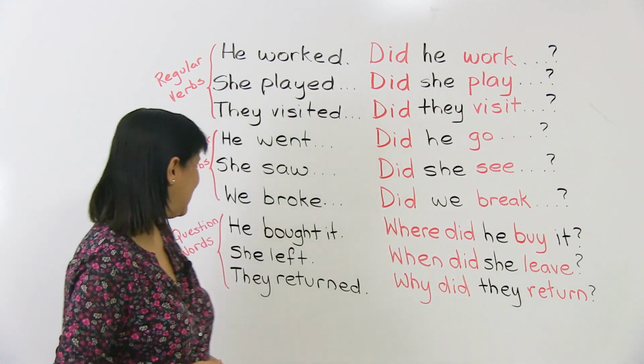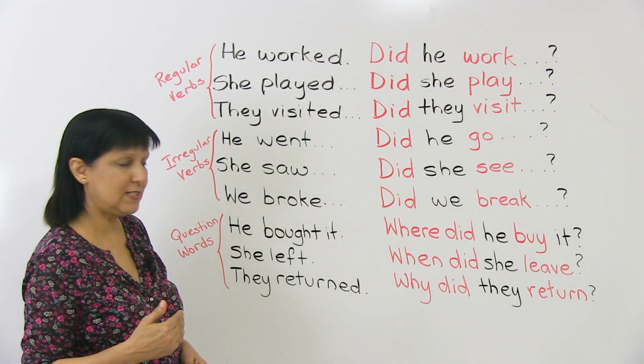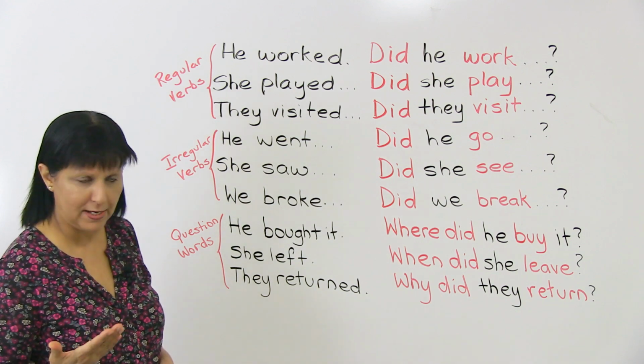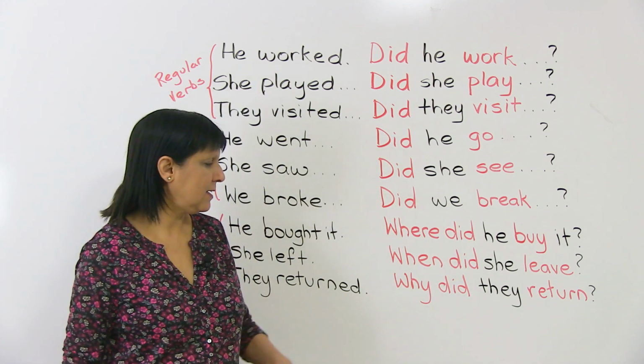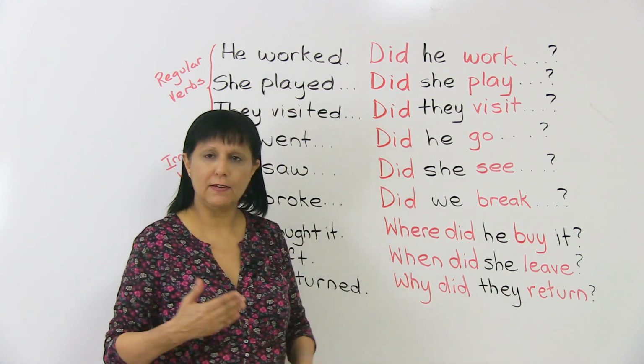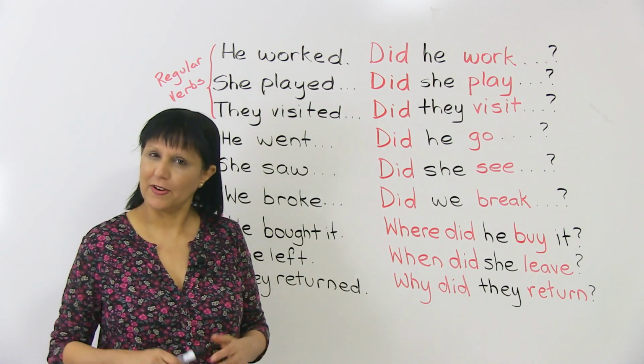All right. Last one, they returned. And you want to say why. You want to ask why. So it becomes, why did they return? Okay. Again, we have the form, did they return? And we just added the question word, why, before it.